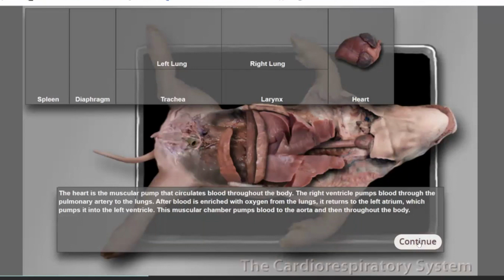Your heart is a muscle itself, and muscles need oxygen too. Muscles need blood flow, so your heart needs blood flow too. Your heart has its own blood supply to make sure that your heart muscle gets the oxygen it needs, gets nutrients, and keeps functioning normally.